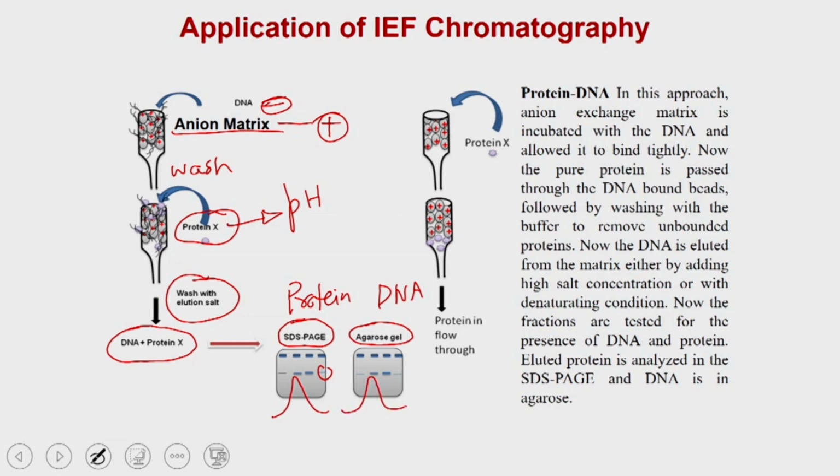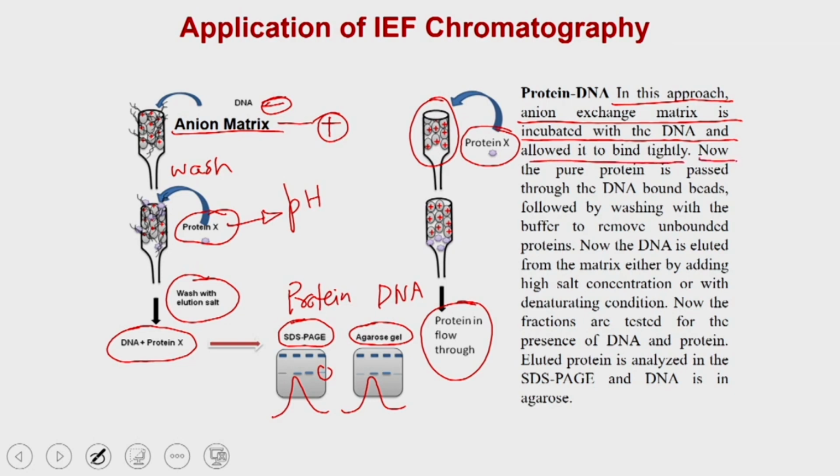To clarify whether this pattern is simply because protein X is interacting with the DNA, you have to run a control reaction where you load protein X onto the anion column, and in that case the protein should not bind and should be present in the flow through. That is a control reaction you have to do to ensure that the protein is not binding directly to the column, but is binding to the DNA which is bound to the beads. So, that is what is written in this approach. The anion exchange matrix is incubated with the DNA and allowed to bind tightly.